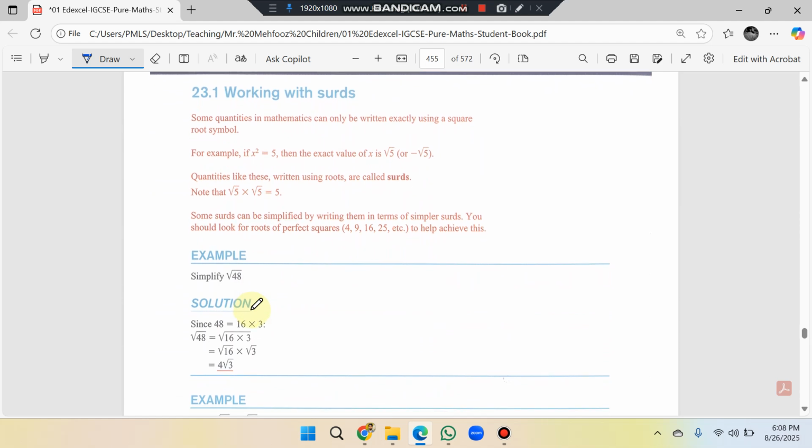Now in this case, our topic 23.1 is working with surds. So we are now working with surds in this chapter. Some quantities in mathematics can only be written exactly using a square root symbol. So if we are writing some quantities in the exact form in mathematics, then we use the square root symbol.